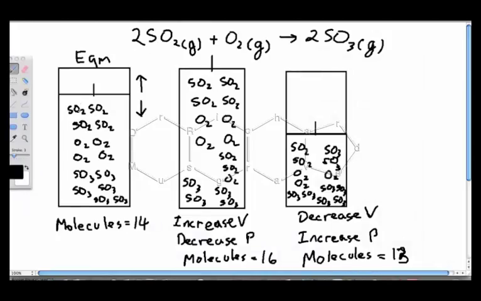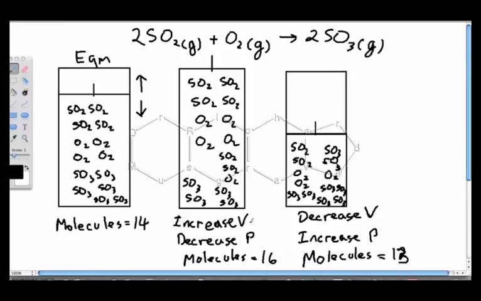We've got an equilibrium situation. This is something that I've made up. We've got 4 SO2s, 4 O2s, and 6 SO3s, so I'm just saying that that's what the equilibrium is. If we add up all those molecules, that's 4 plus 4 plus 6, which is 14. We've got the reaction in a piston. That means that we can increase the volume by lifting it up or decrease the volume by pushing it down.